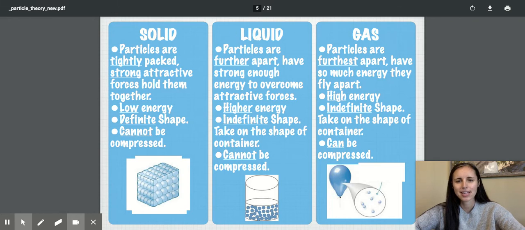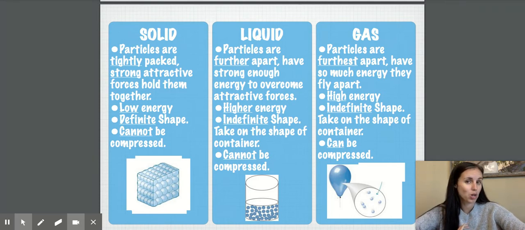Liquids are the next state of matter. So in liquids, we're not as tightly packed. Liquids are further apart. So you can't walk through a solid wall, but you can walk through water. A little bit of resistance, but you can walk through water. That's because these particles are further apart, and they actually have less attractive forces. So again, you can't push through a solid wall, but you can push through water. You get a little bit of pushback. That's because these particles are less attracted to each other than they are in a solid.